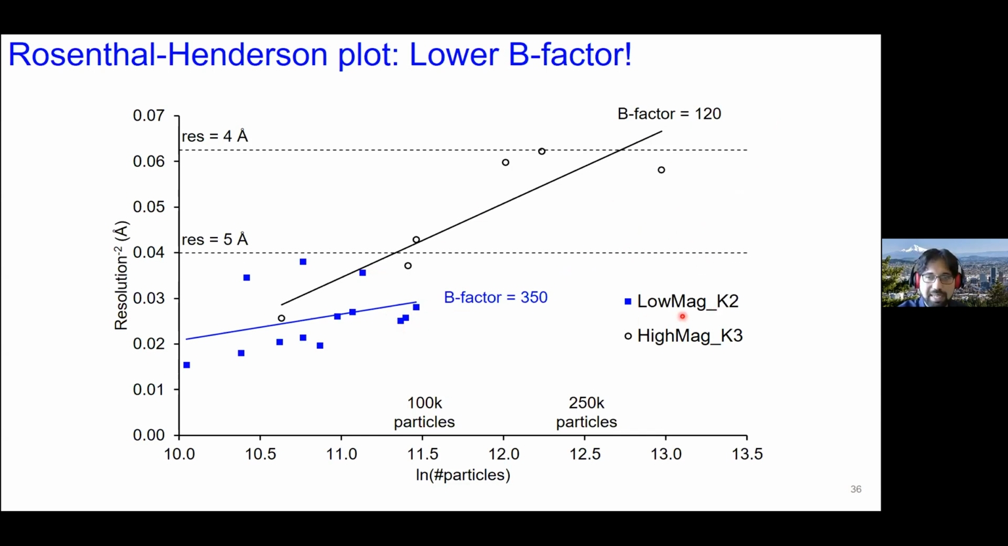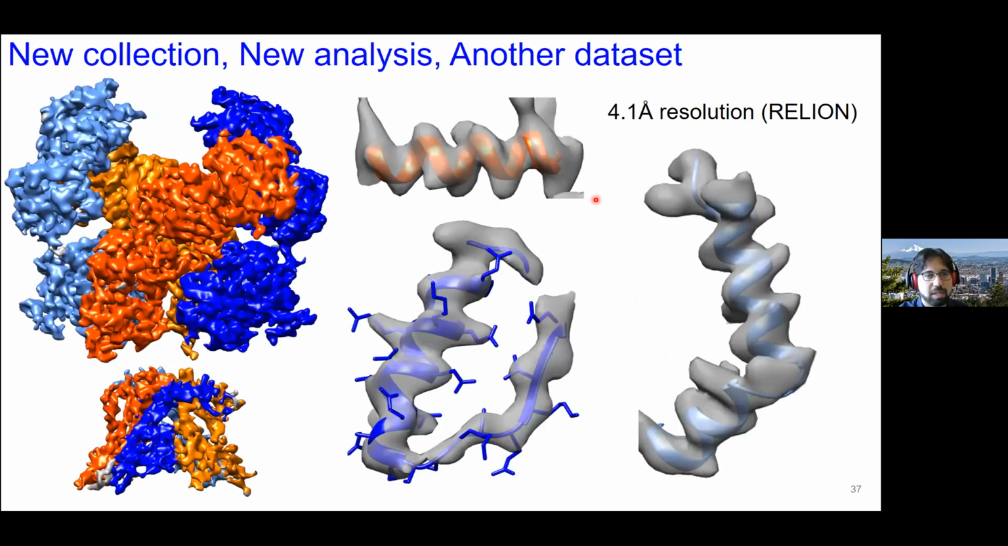But for the second project, the different data sets that we collected, we noticed that we were able to improve the B factor to around 120. So not only are we adding more particles, each particle is also bringing in more useful information and contributing more to our final reconstruction. So we went from having a ceiling of around 5 angstrom to having a ceiling of around 4 angstrom.